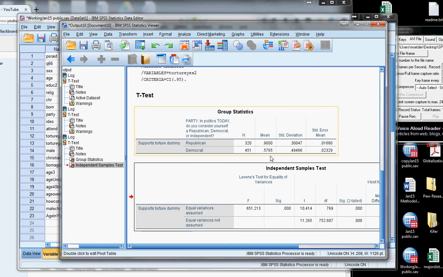90% support it, whereas 58% of the Democrats don't support it. I'm sorry, 58% of the Democrats do. Got to get those numbers right. Almost all Republicans do. A significant majority of Democrats support torture too, but there is a statistically significant difference. And that is, my friends, what a t-test does, and in particular what an independent samples t-test does.